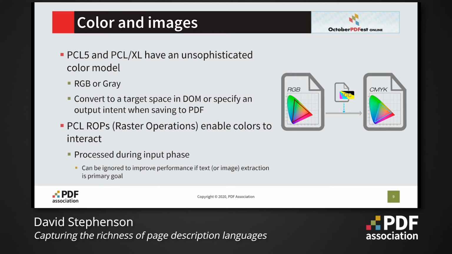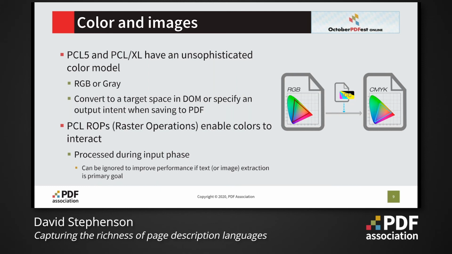Our technology certainly allows them to do that. The second bullet here about ROPs is kind of interesting. They enable colors to interact. They're part of the PCL standard, and they're also present in other formats such as IJPDS, and they are a pain as far as conversion is concerned, because you have to process them in order to know what the colors are going to look like.